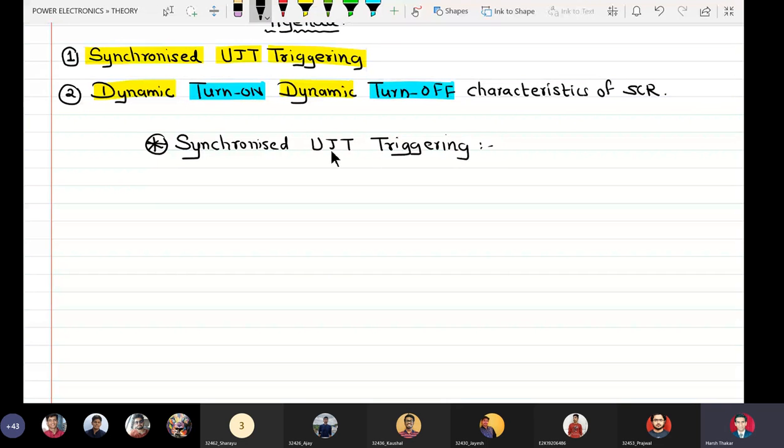Okay. So we'll first explain why we are using these three words. What is the meaning of the word synchronized, UJT and triggering? So triggering means we are going to trigger an SCR. So triggering of SCR. UJT is an active device which we are going to use. So in third year you are very clear what is the difference between a passive device and active device. So UJT is the active device or semiconductor device which we are going to use to generate the firing pulses.